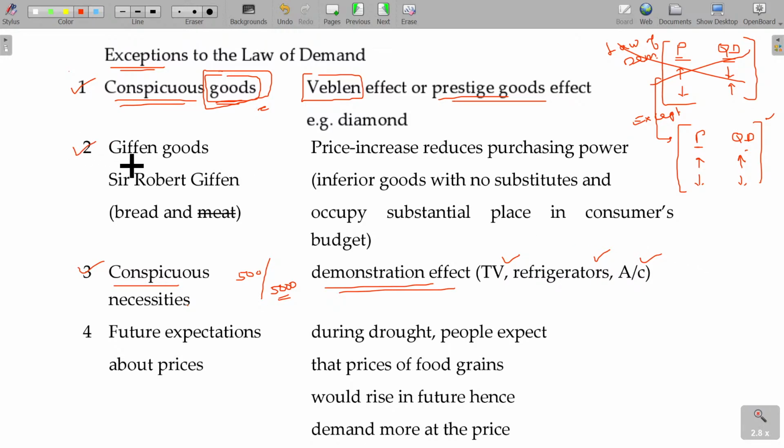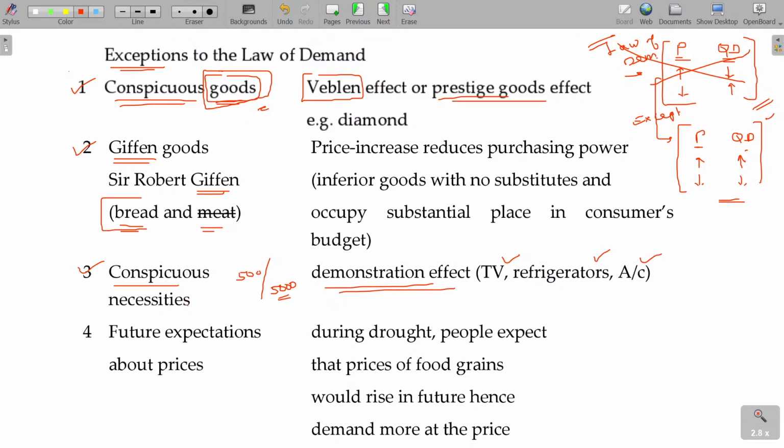Second point is Giffen goods. Sir Robert Giffen set out to investigate whether the law of demand will always work. So he did a practical investigation in South Africa, in African countries. While doing this analysis he found that the law of demand is not working there, an exception to the law of demand. He came to the conclusion that there are some cases where the law of demand does not work properly. The scenario he investigated was comparing bread and meat.